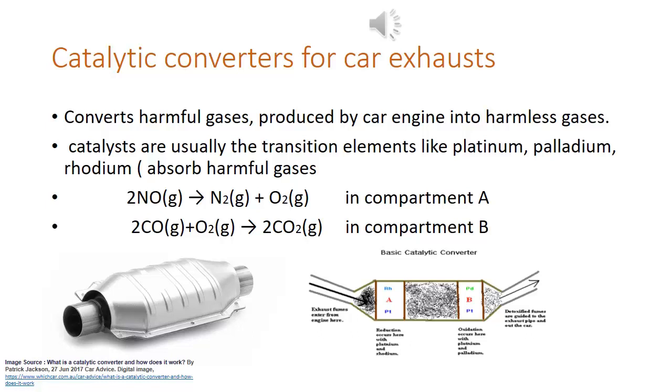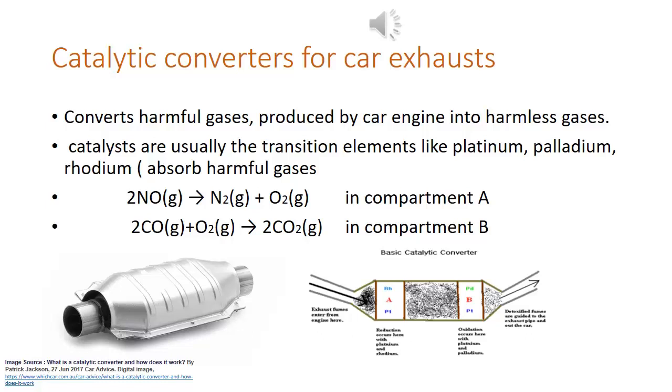Okay, then what happens in compartment B? In compartment B, the carbon monoxide, again we saw that pollutant carbon monoxide, is mixed with oxygen. From where do we get oxygen? We get oxygen from compartment A. When carbon monoxide is mixed with oxygen, what is the product? Carbon dioxide. Comparatively, carbon dioxide is a harmless gas and that gas comes out. So this is the main purpose of the catalytic converter.